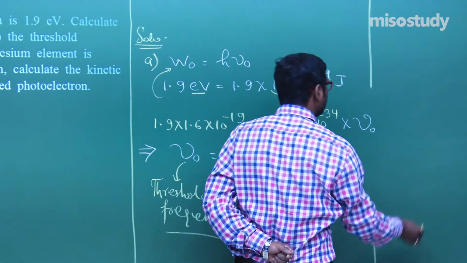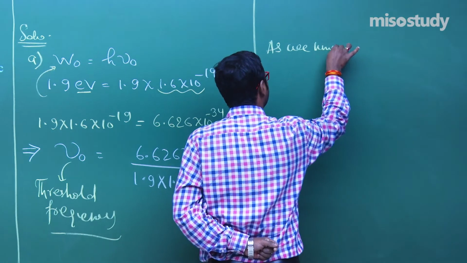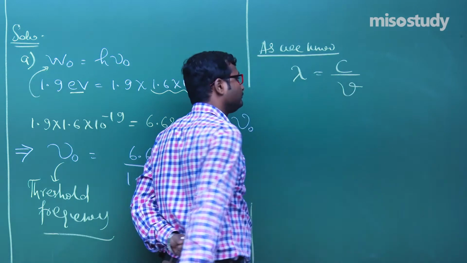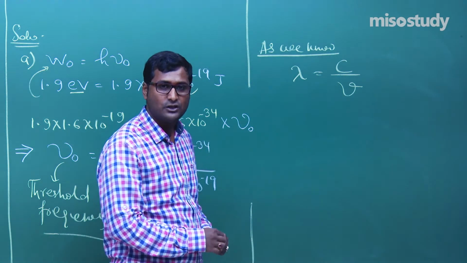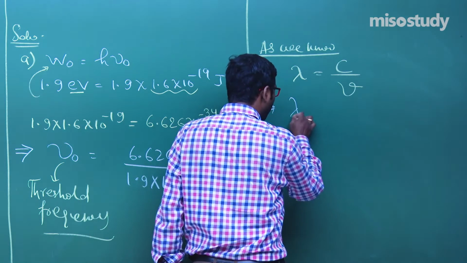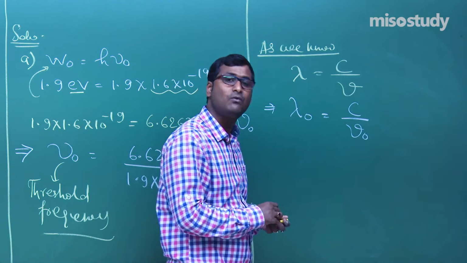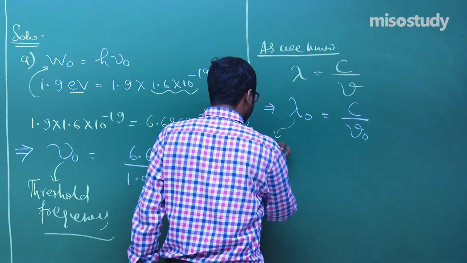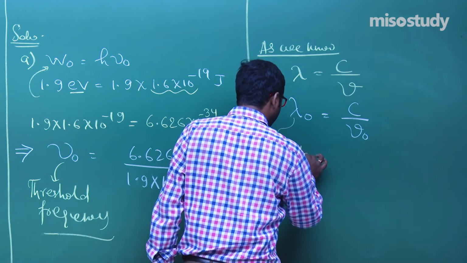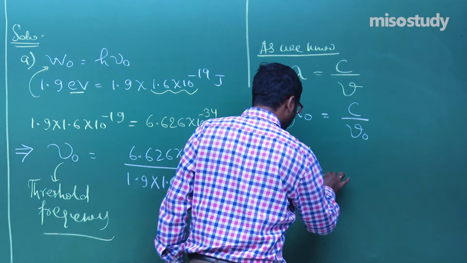Now moving here, check it out what I am telling. As we know, lambda is equal to C upon mu. That is the relation. C is the velocity of light and mu is the frequency. So in this case, lambda naught is equal to C upon mu naught. Lambda naught is threshold wavelength. Clear to you?